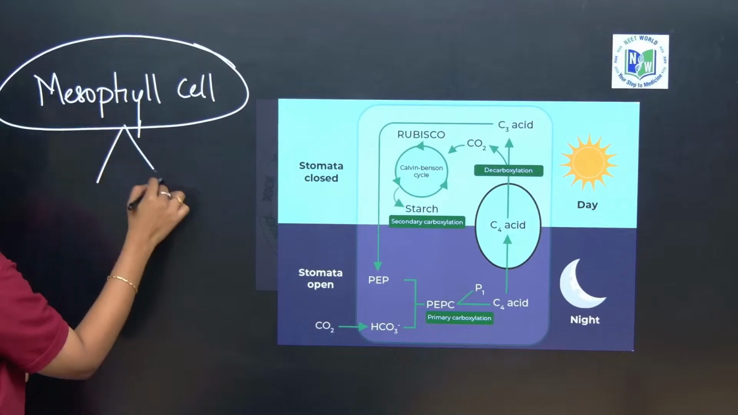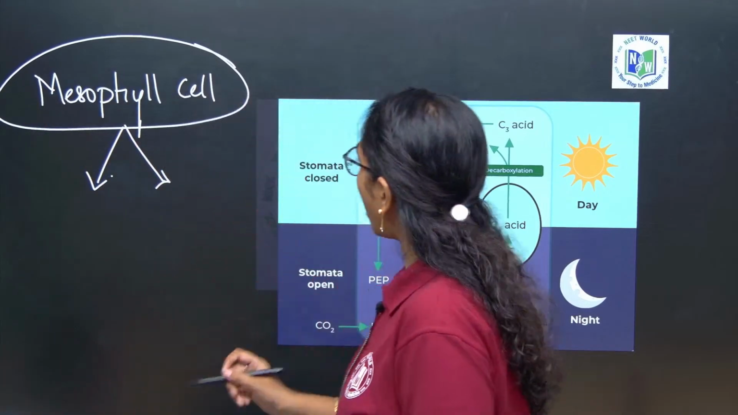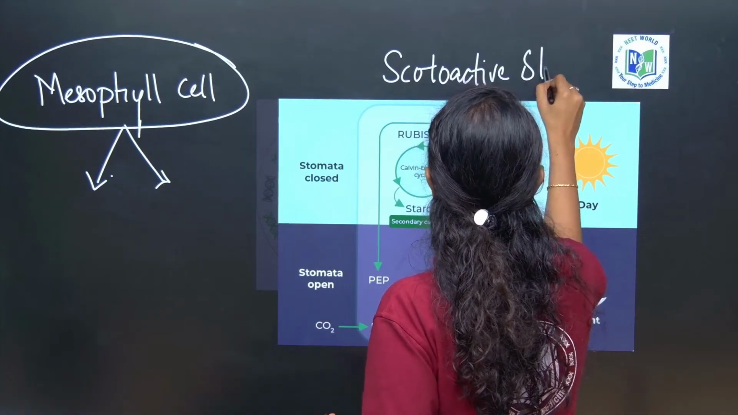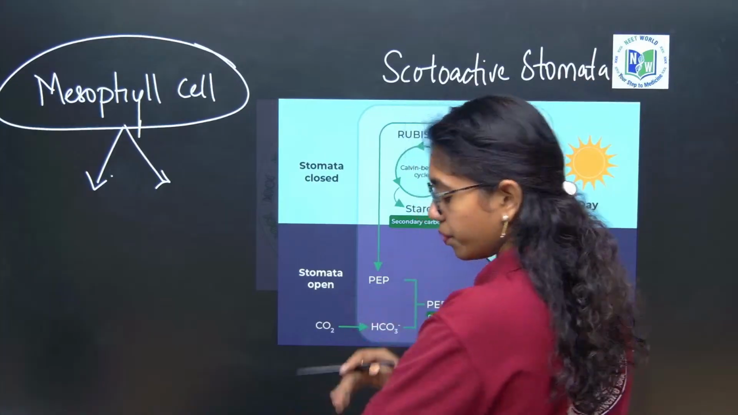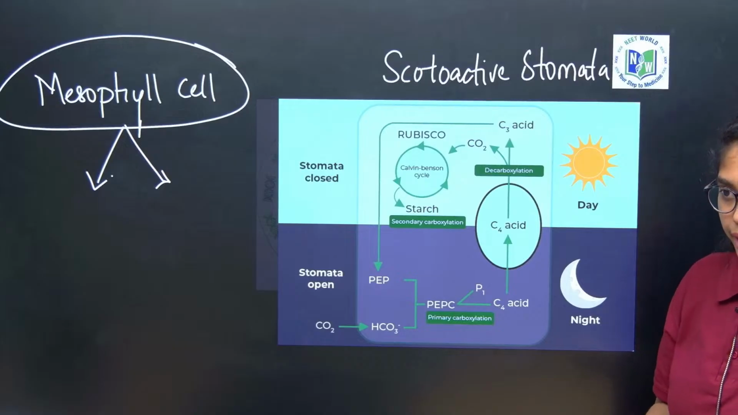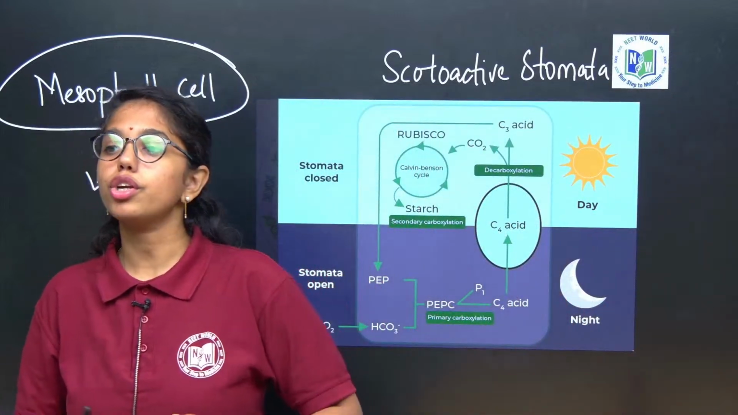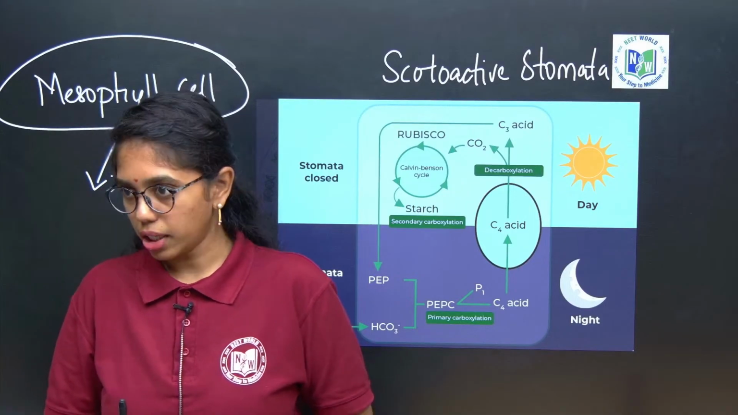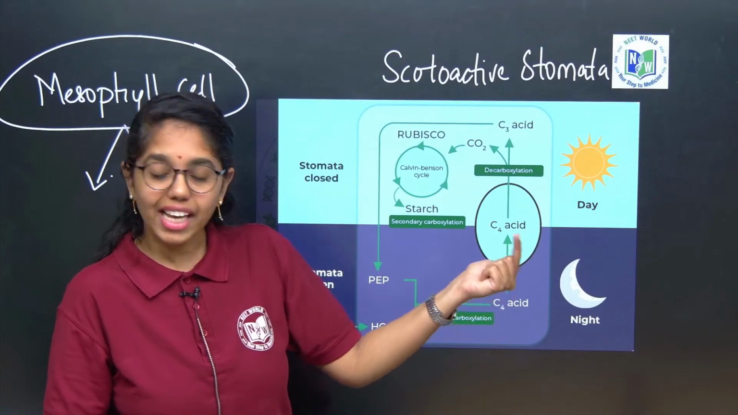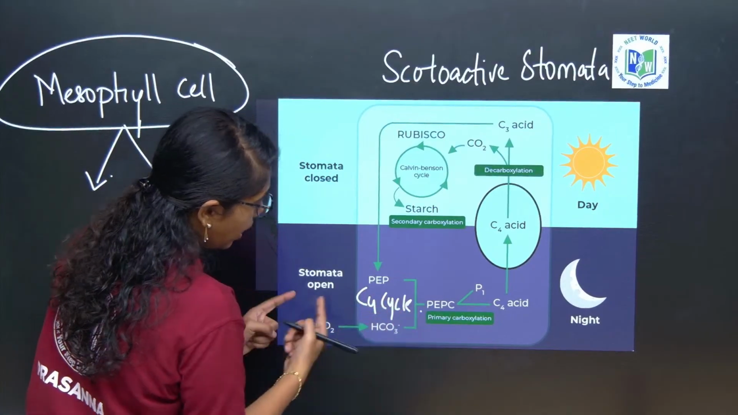Wherein the carbon dioxide fixation happens during night time because of scotoactive stomata. What is scotoactive stomata? The stomata which open during night time are called scotoactive stomata. That is an adaptation by desert plants to prevent transpiration. So this scotoactive stomata will open during night time and carbon dioxide fixation takes place during night time. So the C4 cycle will occur at night.